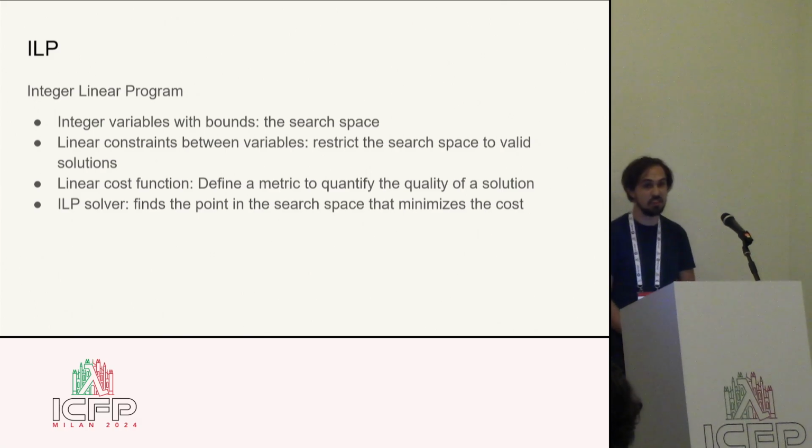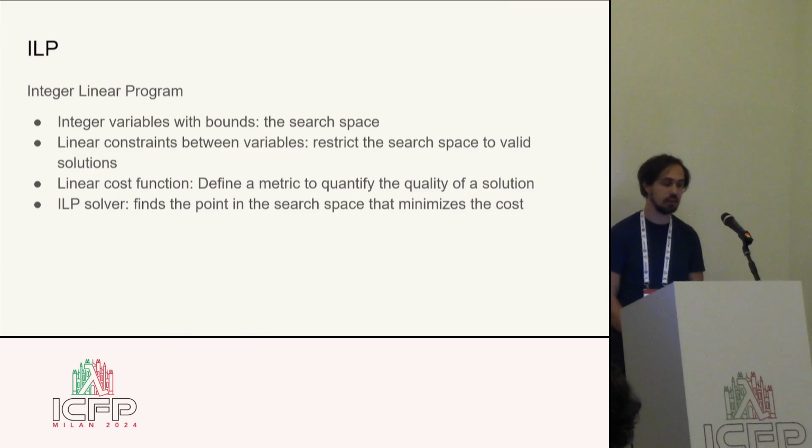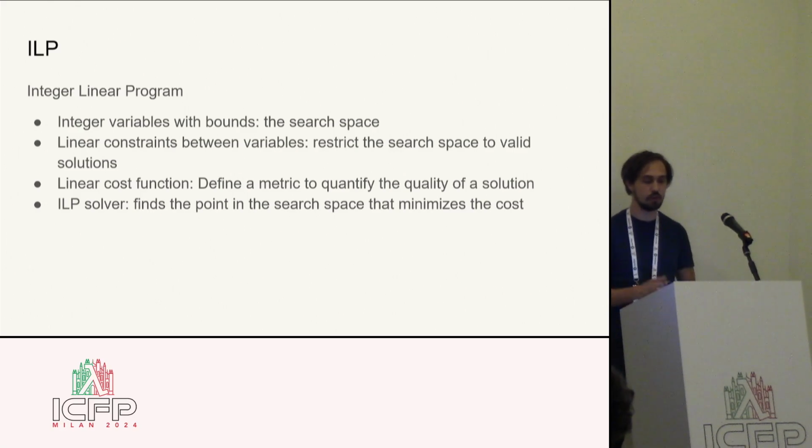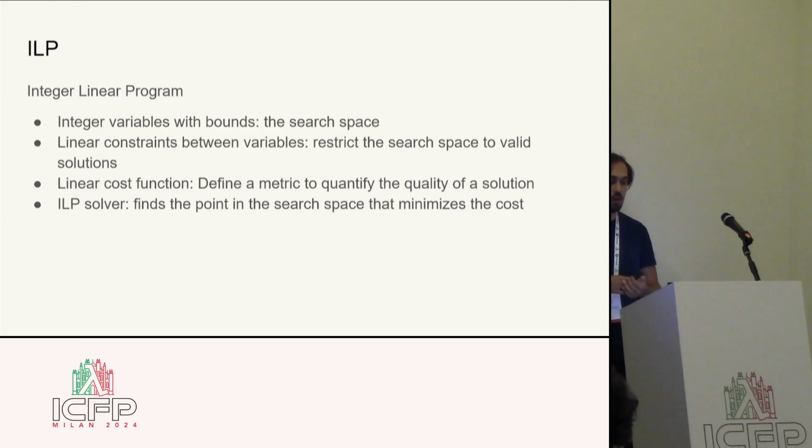But that doesn't really get us anywhere yet. So in order to actually find an optimal fusion assignment, we formalize this into an integer linear program. The idea with an integer linear program is you've got integer variables, linear constraints between those variables, and some cost function which defines a metric on them.